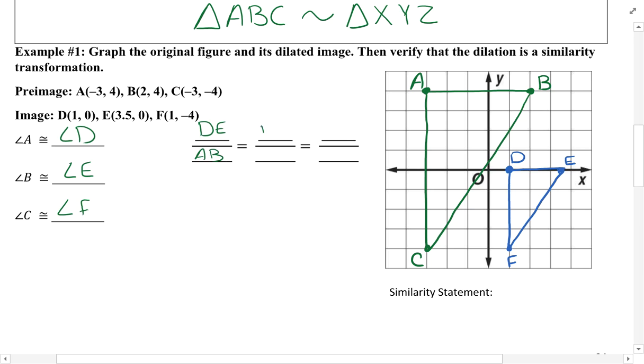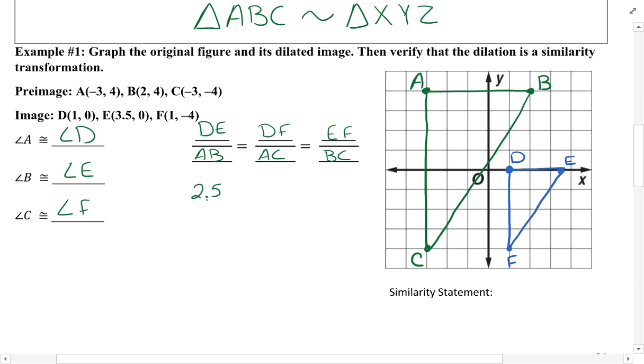And then we have DF, which corresponds to AC. And then we have EF, which corresponds to BC. So when I'm setting up these proportions, I'm just going to use the side lengths that I'm able to count right off the bat, and that's usually a good place to start. So from D to E, that's going to be 2.5. So I'm just going to rewrite these underneath here.